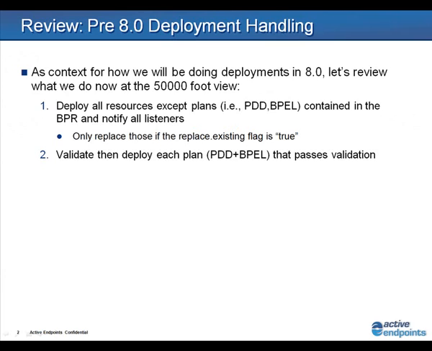Prior to version 8, our deployment script would basically run in two phases. The first phase would deploy resources like WSDL, schema, and forms, and only replace those resources if a flag was checked during deployment. The second phase would then deploy each of the PDDs and BEEPL processes that passed validation.